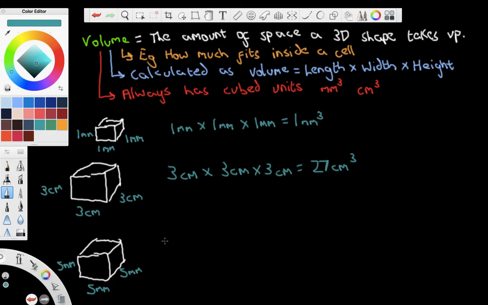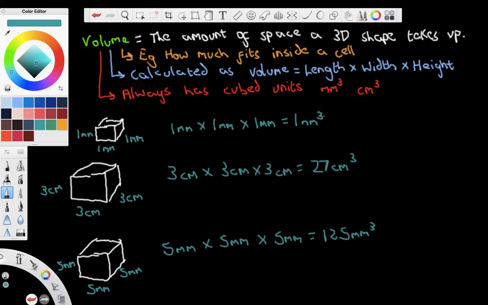Let's write our answers. So we're working out the volume, we're doing length times width times height. So 5 millimetres times 5 millimetres times 5 millimetres should give you an answer of 125 millimetres cubed, because remember, we work with cubed units when doing volume.